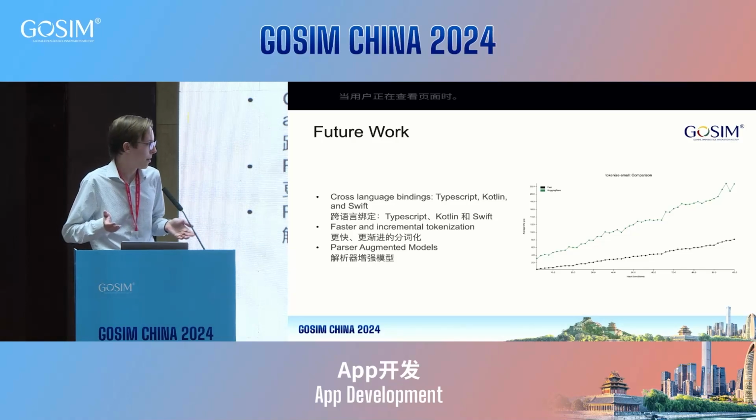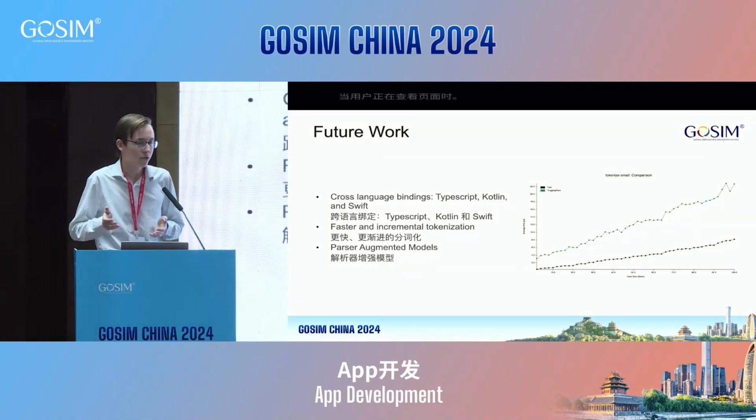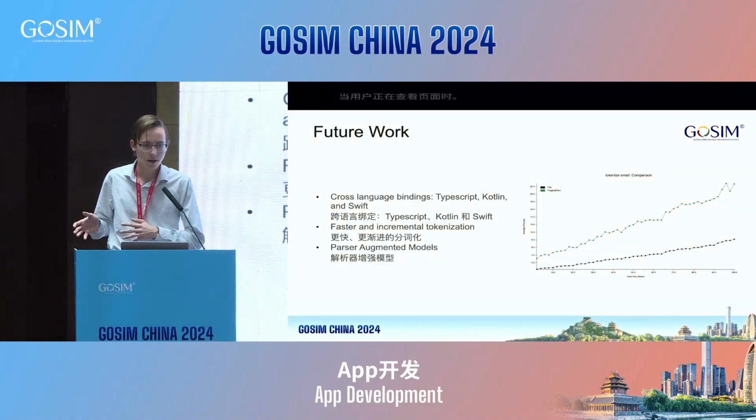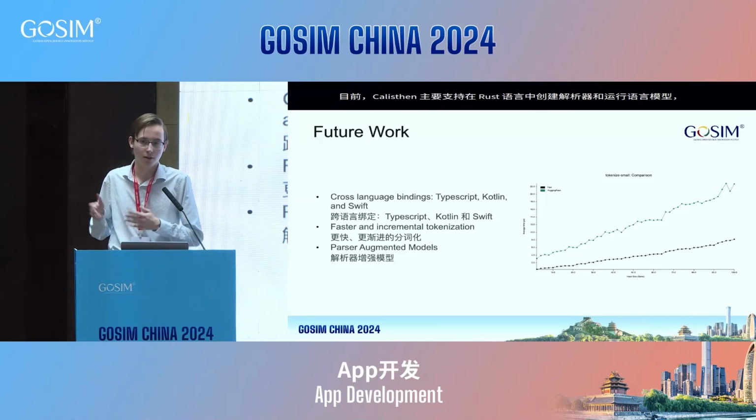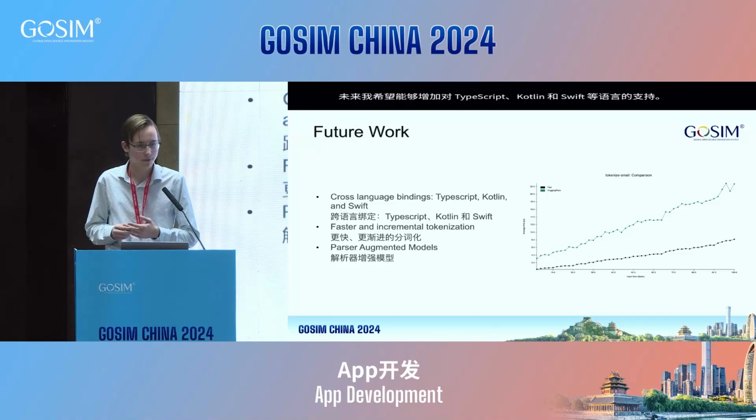So that's a little bit about what GOSIM does today, but there's also a bunch of plans for future work. Right now, GOSIM only supports creating parsers and running language models in Rust, but I would also like to support TypeScript, Kotlin, and Swift in the future. These are great because a lot of applications are built in those languages, and GOSIM would be useful there, so you can ship more applications that use local language models.